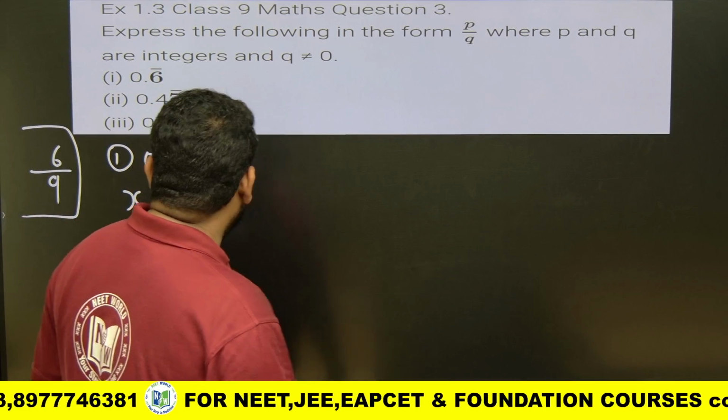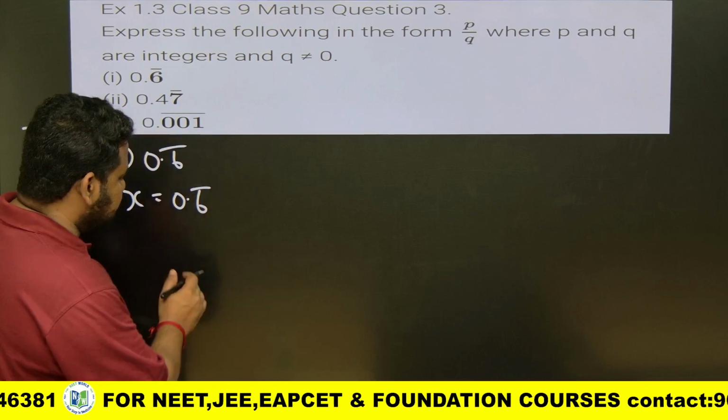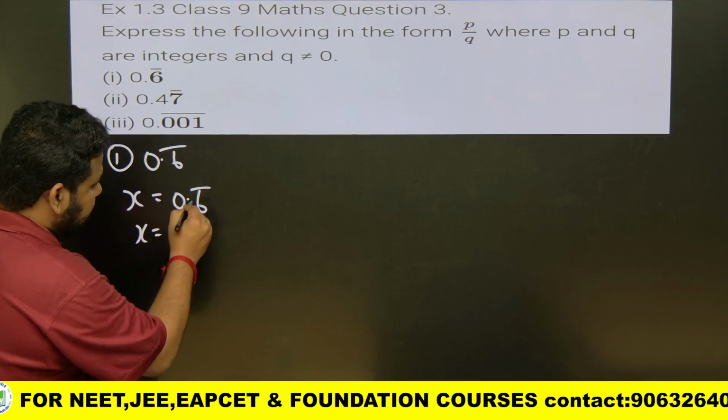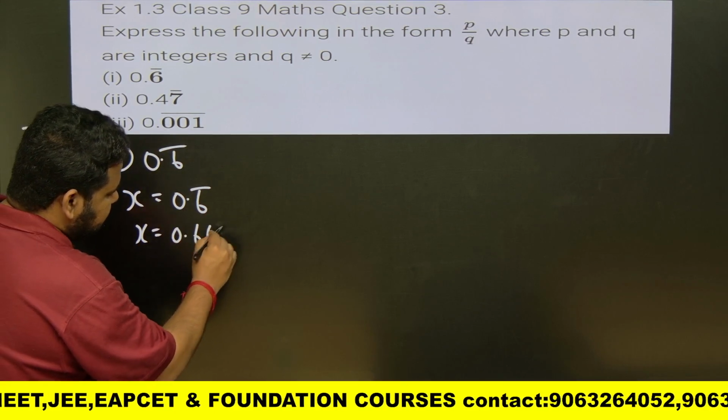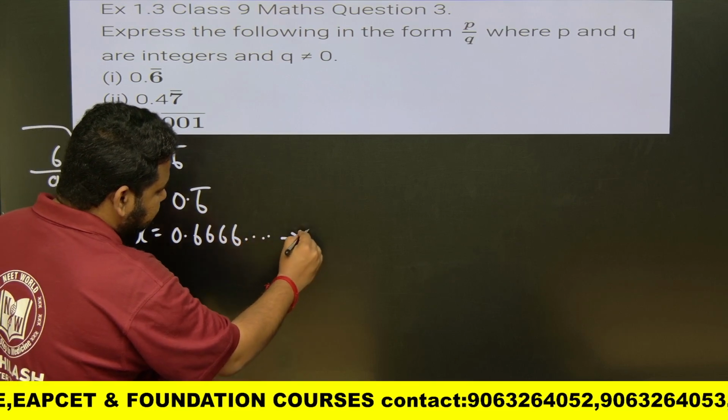Now if I write x is equal to 0.6 bar, next what I will do? I will open this bar. If I open this bar, this will become 0.6666, and it will go on like this. This will be equation 1.